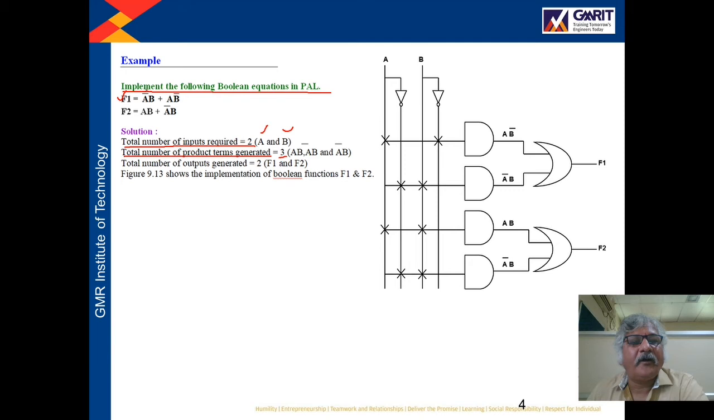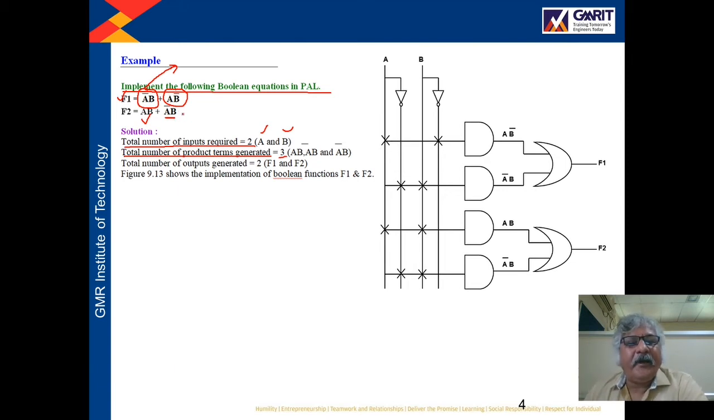See, one product term is A bar B. The second product term is A B bar. The third product term is AB, and the fourth one, A bar B, is already covered here. Both product terms are the same. So this is A bar B, right?